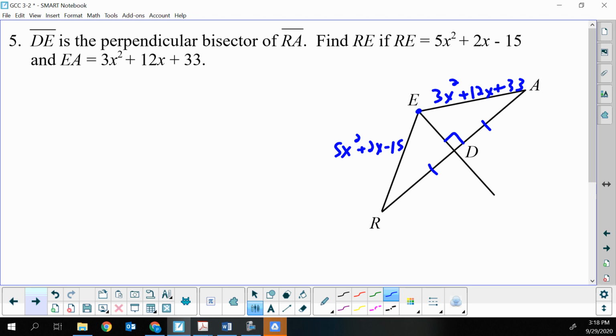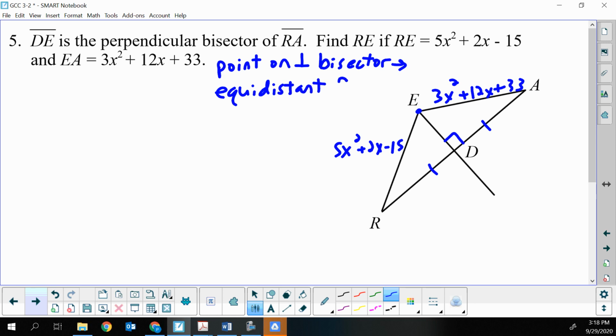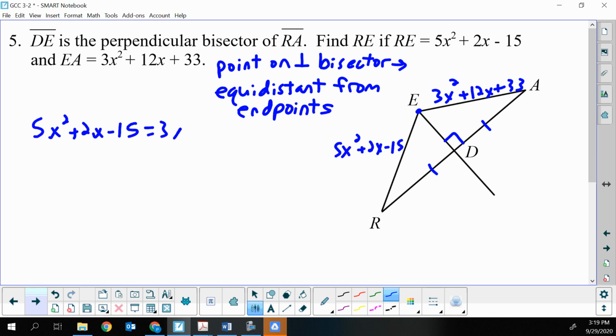Well, E is a point on the perpendicular bisector. And we know point on perpendicular bisector implies equidistant from the endpoints. So we can set up an equation. We'll have 5x squared plus 2x minus 15 equals 3x squared plus 12x plus 33.